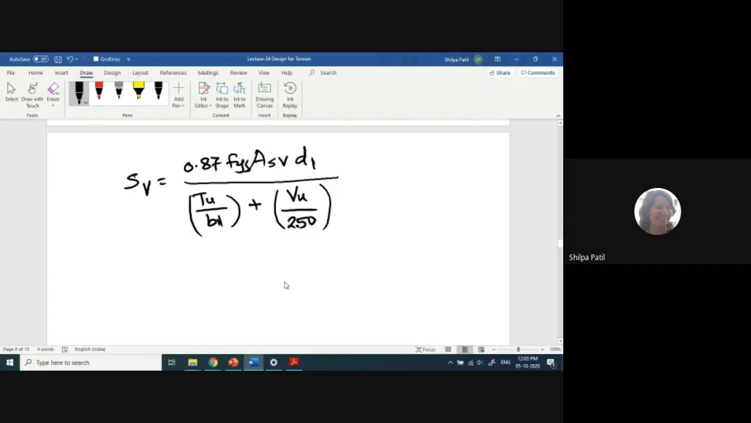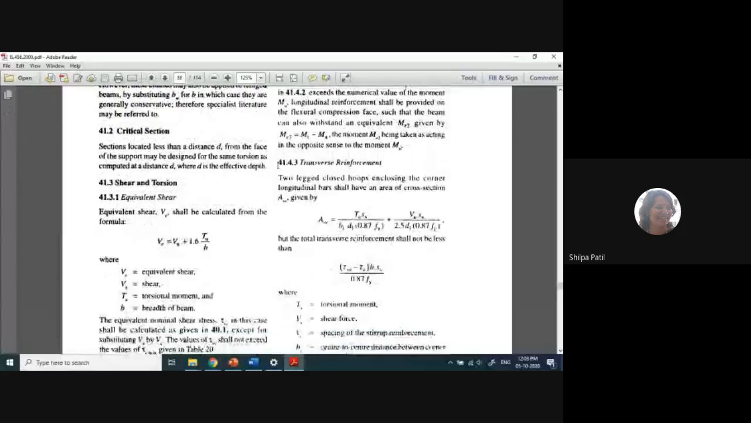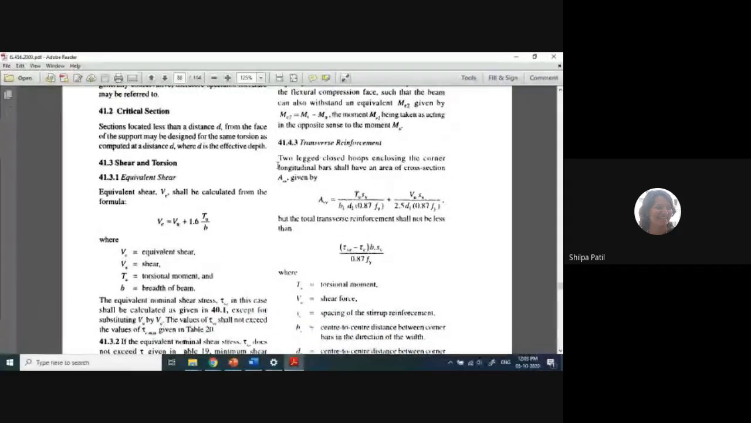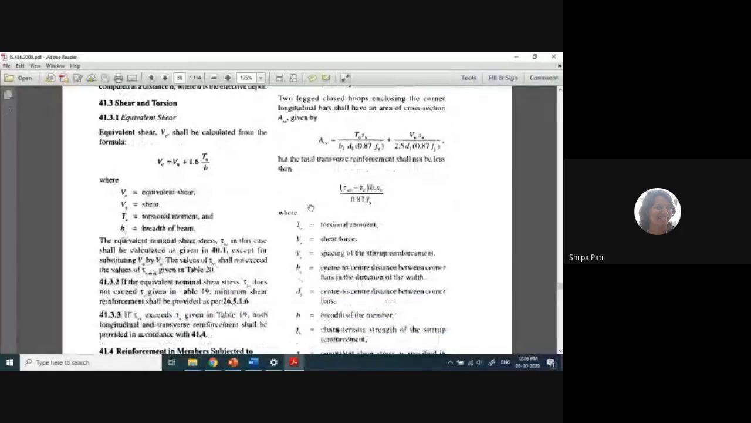Okay. Now, I will go back to the code. What is TU? TU we already have the value, that is the twisting moment. What is B1 here? VU is already known to us. VU is also the shear force acting on the beam.